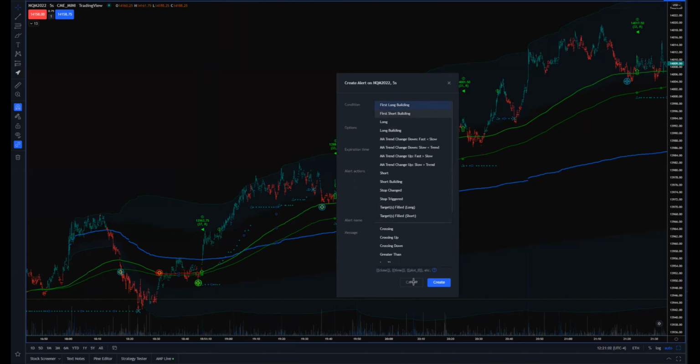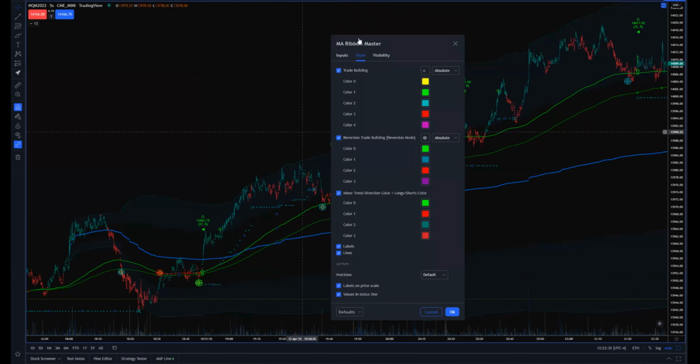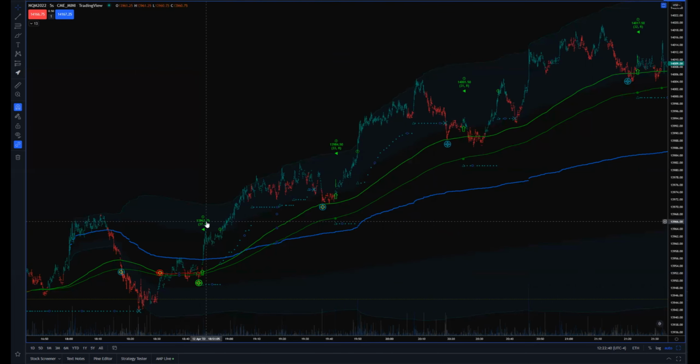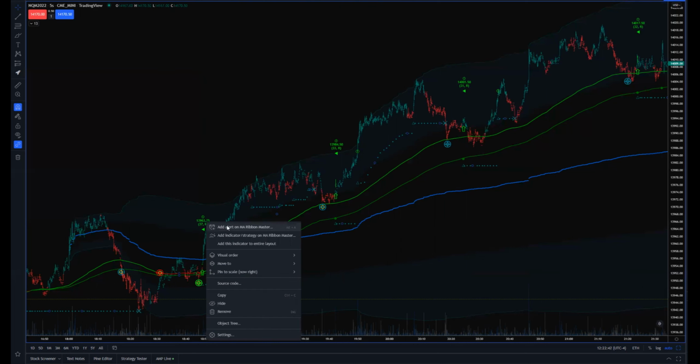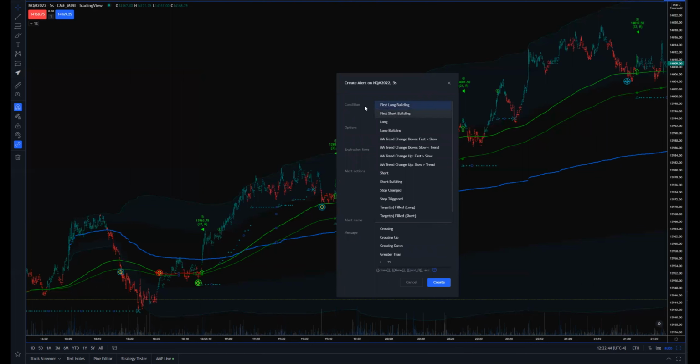But key here is, how do we trade, or how am I trading? The major trade that I'm taking is the very first trade, this first trade building. Then you can set an alert for these. I just pulled up that alert box window that I had a second ago, where you do add alert, right click this, add alert on M8 ribbon master, first long, first short building.